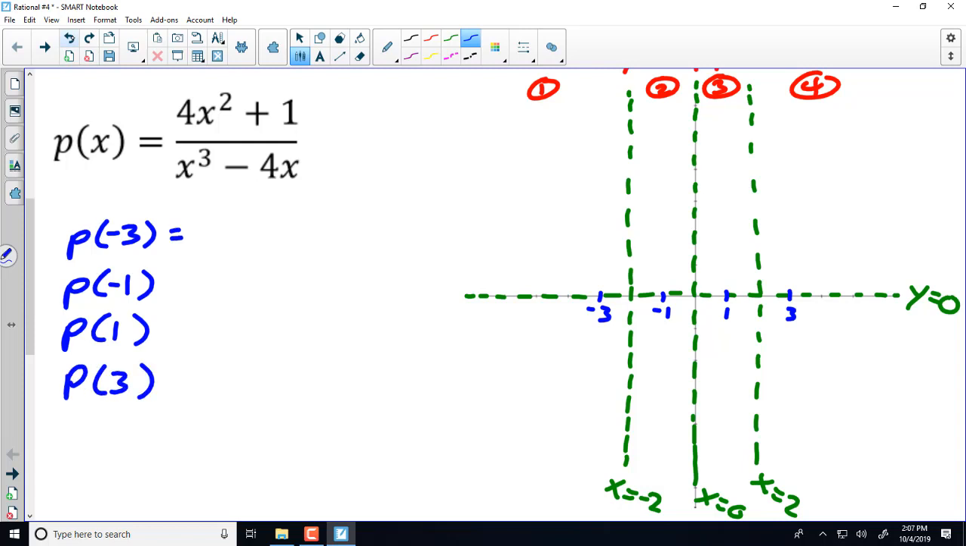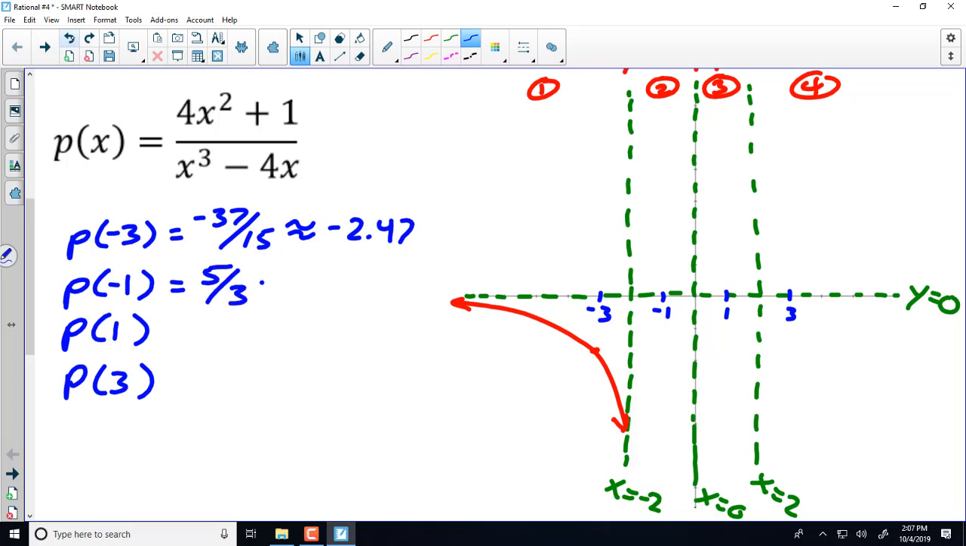When I plugged in -3, I got -37 over 15, which is approximately -2.47. Which means over at -3, we're down below the axis, so this whole piece of the graph is going to be down here. Then when I plugged in -1, I got positive 5/3, which is roughly 1.67, so I was above the axis right here. That means the graph is going to look something like this in here.